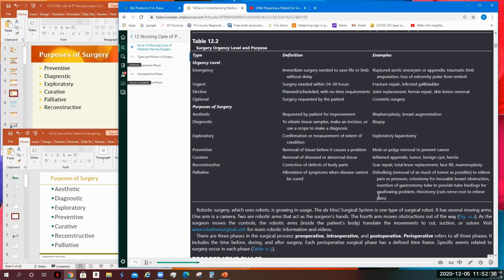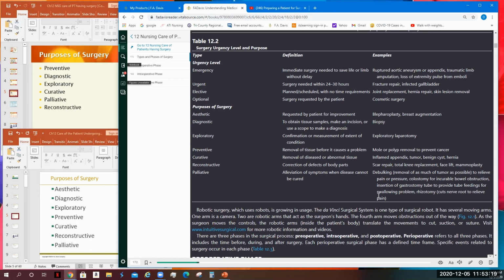There is a diagnostic, which is defined as to obtain tissue samples, make an incision, or use a scope to make a diagnosis. And the example would be a biopsy. There is exploratory surgery, which is confirmation or measurement of the extent of the condition. And an example would be an exploratory laparotomy. There is also preventive surgery, which is removal of tissue before it causes a problem. An example would be a mole or a polyp removal to prevent cancer.